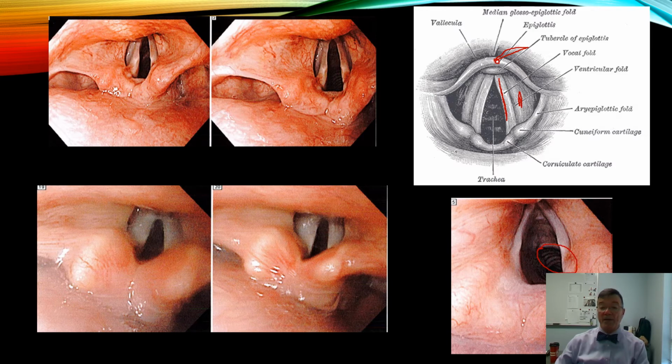And of course you have the cuneiform and the corniculate cartilages, which coincide on these other pictures. The cuneiform are here, here, here, here.